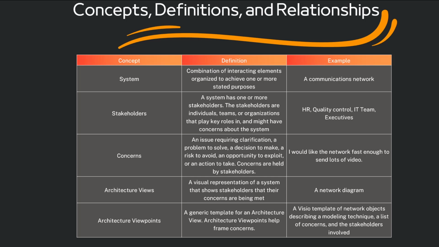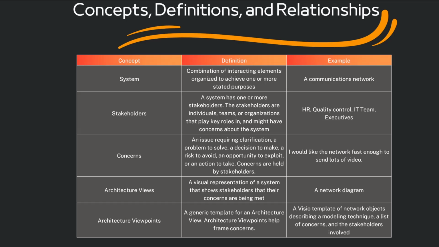Let's talk about a few key definitions. The first is the concept of a system. The definition of a system is a combination of interacting elements organized to achieve one or more stated purposes. An example of this would be a communications network. A system has one or more stakeholders. The stakeholders are individuals, teams or organizations that play key roles in and might have concerns about the overall system. An example of a stakeholder could be HR, quality control, the IT team, or executives.